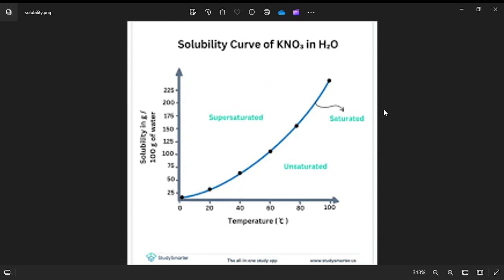All right, experiment 5. Experiment 5: Solubility and solubility curve. Go through your manual. I would like to summarize this topic because it's very, very simple.